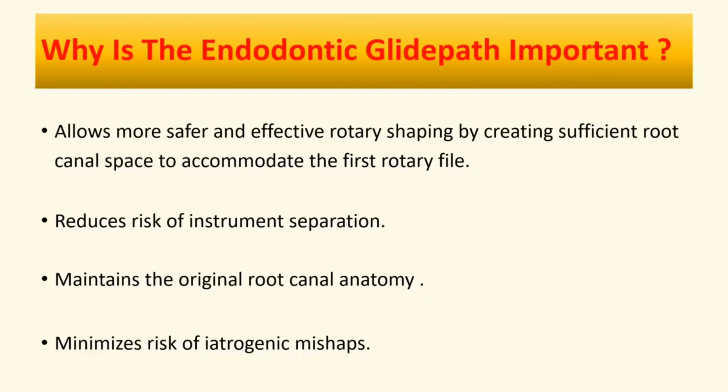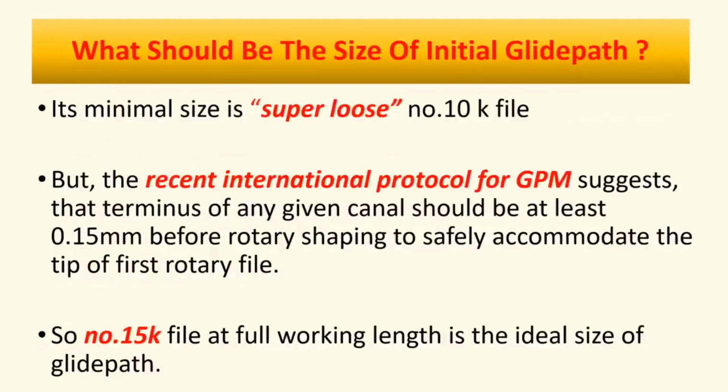Why is the endodontic glide path important? Because it allows more safer and effective rotary shaping by creating a sufficient root canal space to accommodate the first rotary file. It reduces the risk of instrument separation. It maintains the original root canal anatomy, and it also minimizes the risk of iatrogenic mishaps.